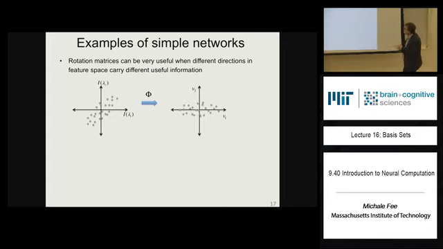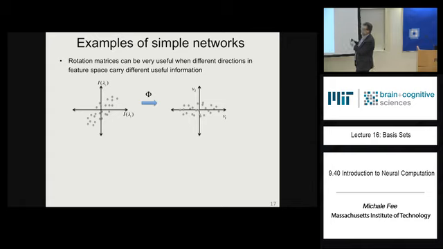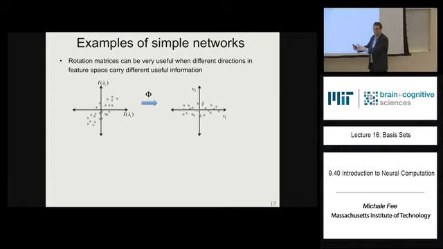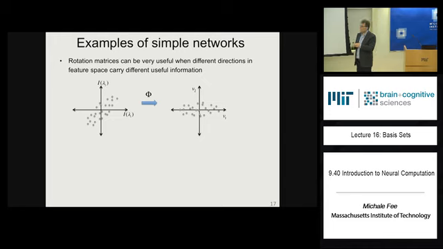So if we can take this space of stimuli and rotate it such that one axis corresponds to the sum of the two colors and the other axis corresponds to the difference of the two colors, then this axis will tell you how bright it is, and this axis will tell you what the hue is, what the color is. Does that make sense?